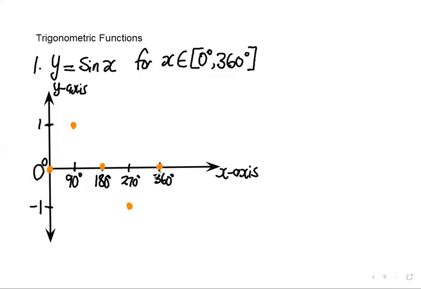Then 360 it goes with 0. So for you to master this y is equals to sine x graph, just understand that the sine graph, if you draw it, it's like this. It's kind of like a wave. Since it's a wave, this one here started at 0 and 0. Then it will go to 90 and 1, which is this one here. It goes to 180 and 0. It goes to 270 and -1, and then 360 and 0. So this is y is equals to sine x.